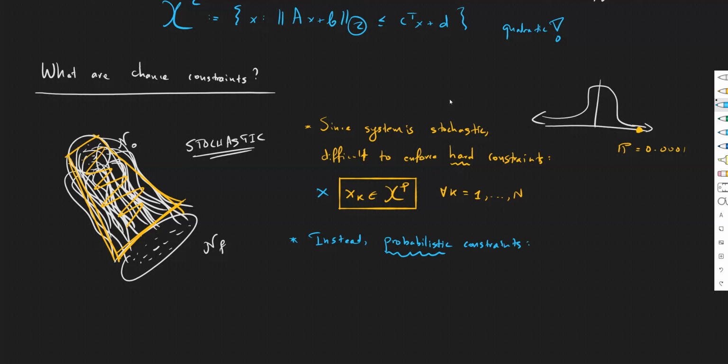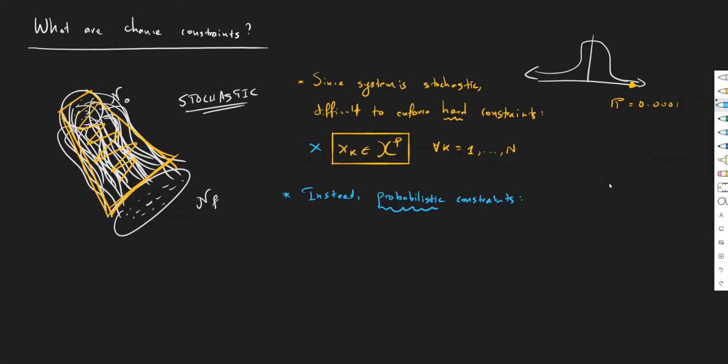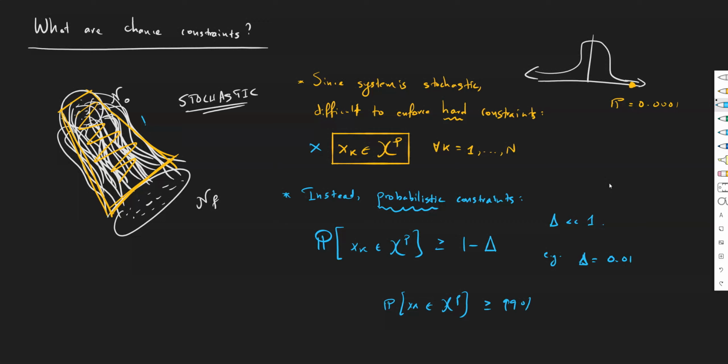And these probabilistic constraints are just saying, okay, I understand we cannot enforce exact constraints, so instead let's say that the probability that X is in the state space has to be greater than some 1 minus delta. And delta is usually a small number. So let's say, for example, delta is equal to 0.01. That's 1%. Then what this is saying is that the probability that I'm staying in the state space, in this trapezoid, is greater than or equal to 99%.